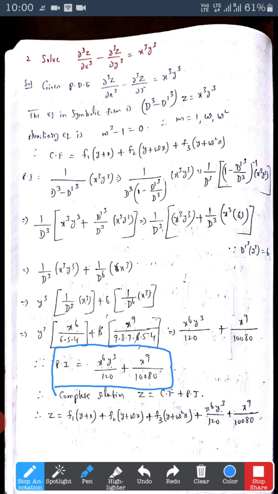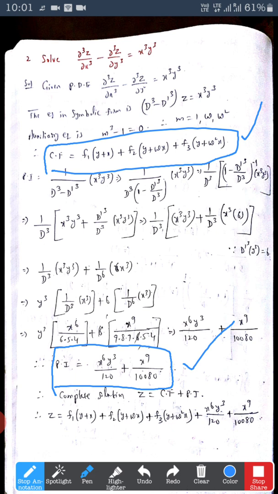Therefore, for the complete solution, we write z as complementary function plus particular integral. Therefore, z is equal to this one. This is the complete solution. So this is the procedure for solving when the right hand side is of the form x power of m into y power of n.